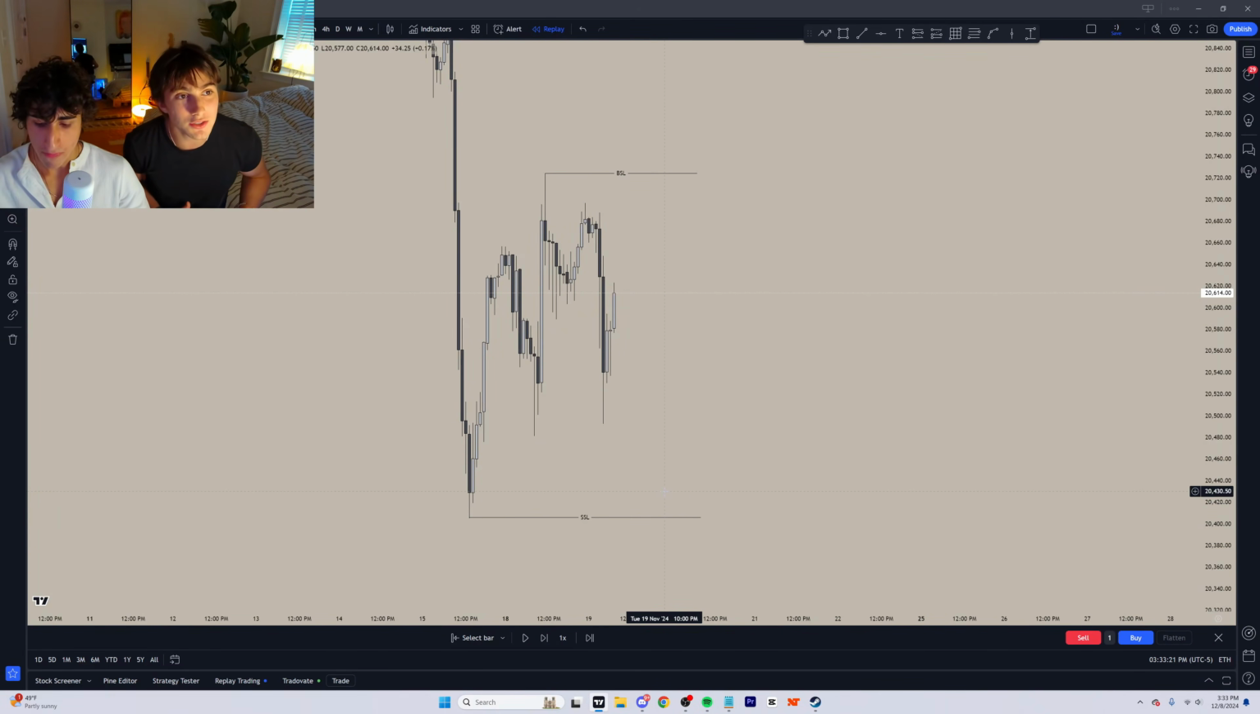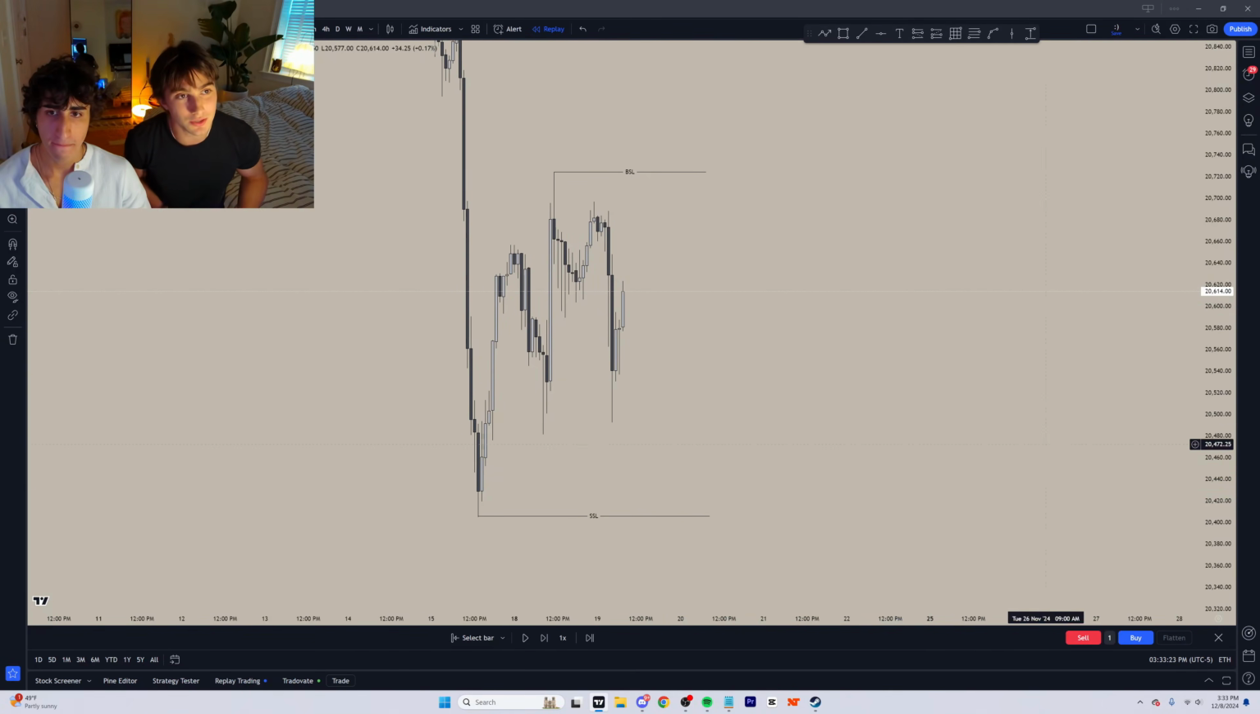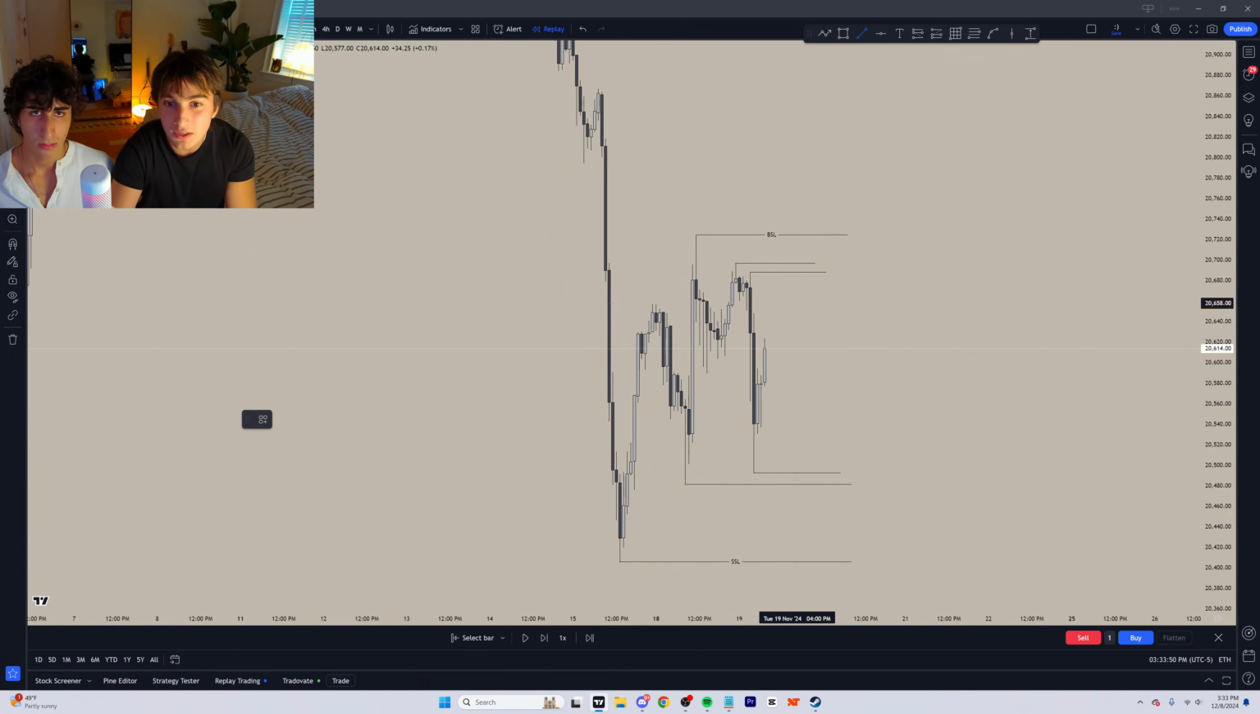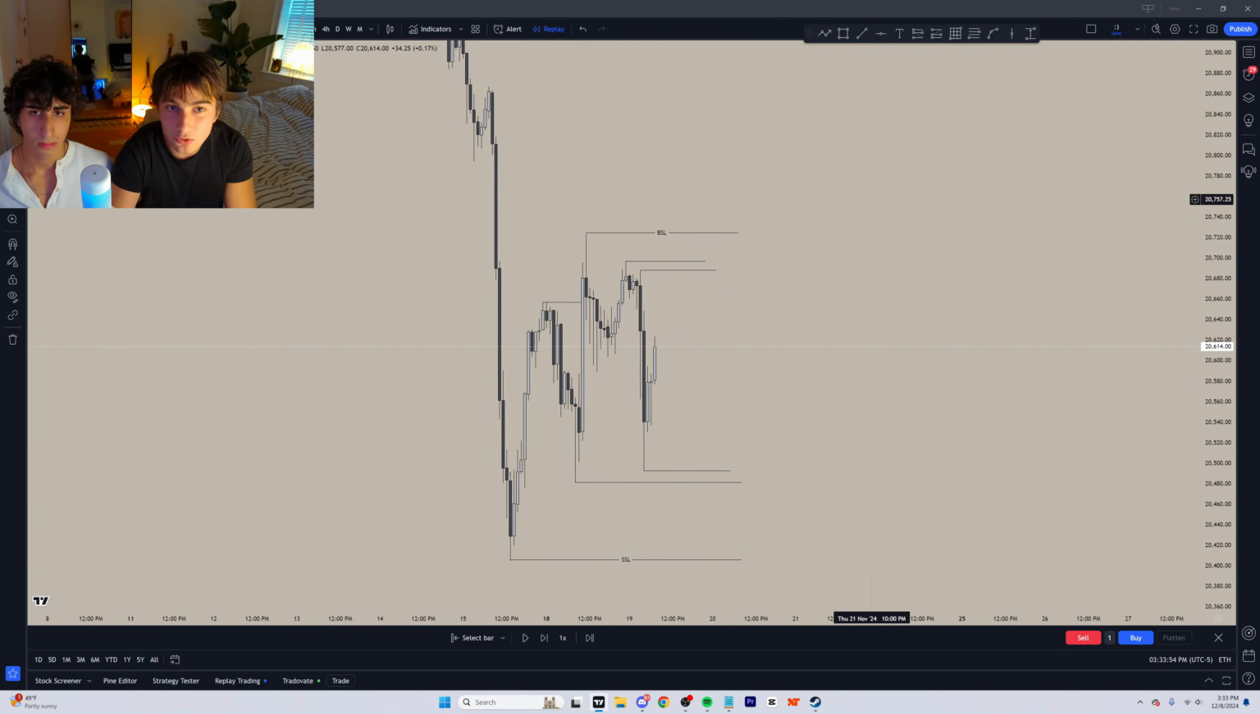And the more you practice spotting these liquidity pools, the easier it's going to get. Also, when you're starting out, like Blake said, focus on these major liquidity pools, right? You don't want to just mark out every single high and low you see and then cram up your charts with unnecessary information. This is going to end up putting you into analysis paralysis, and you're going to get more confused than you have to be. Keep your charts clean, guys.